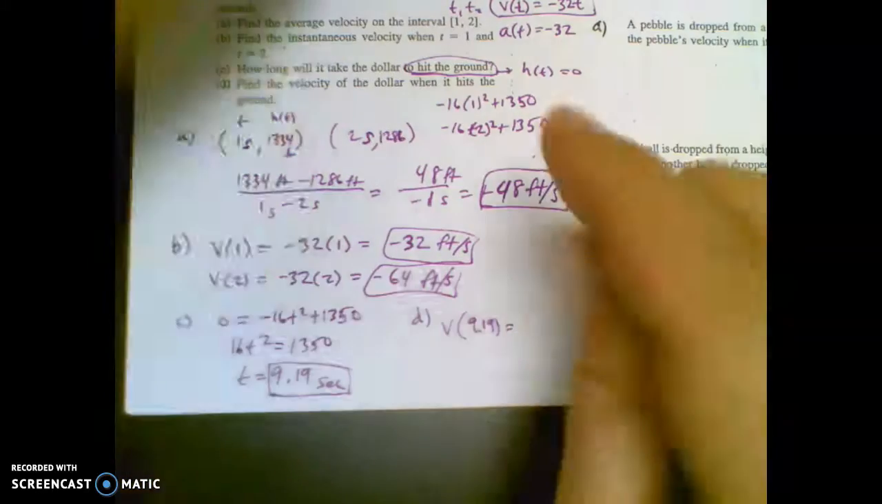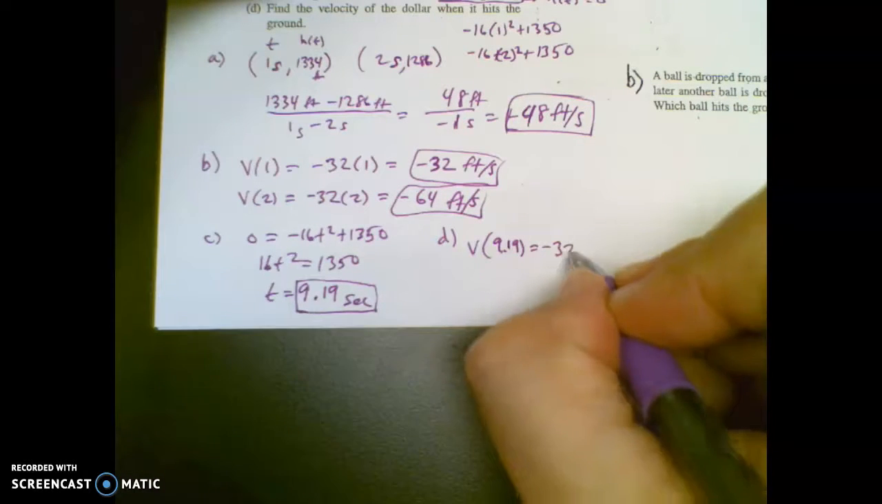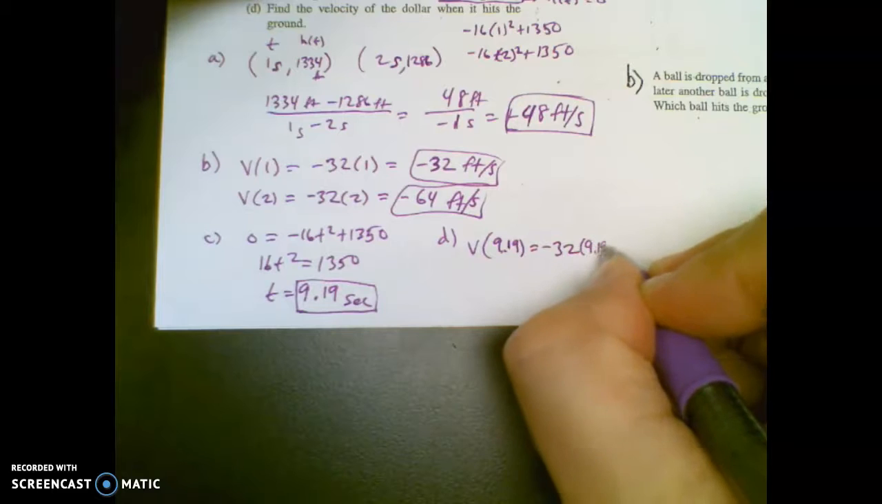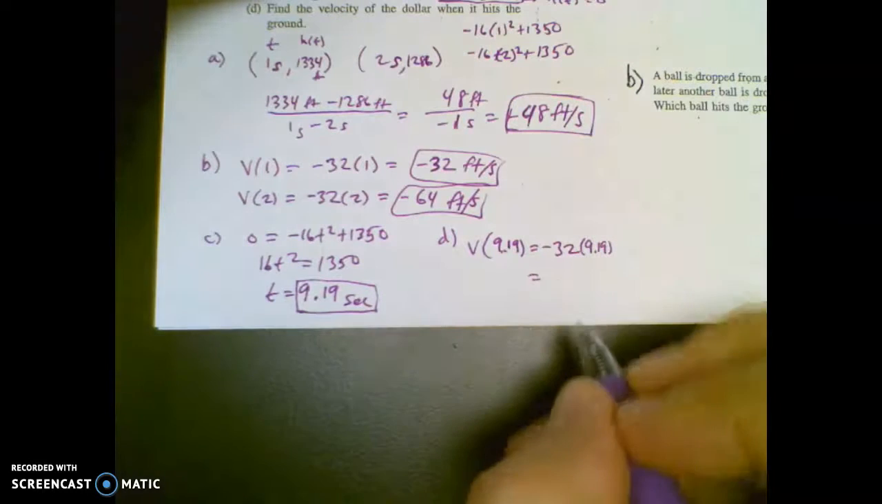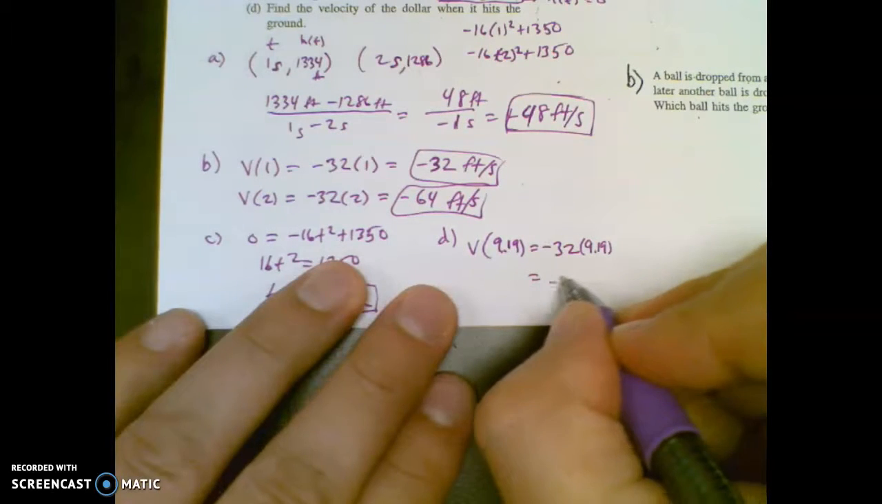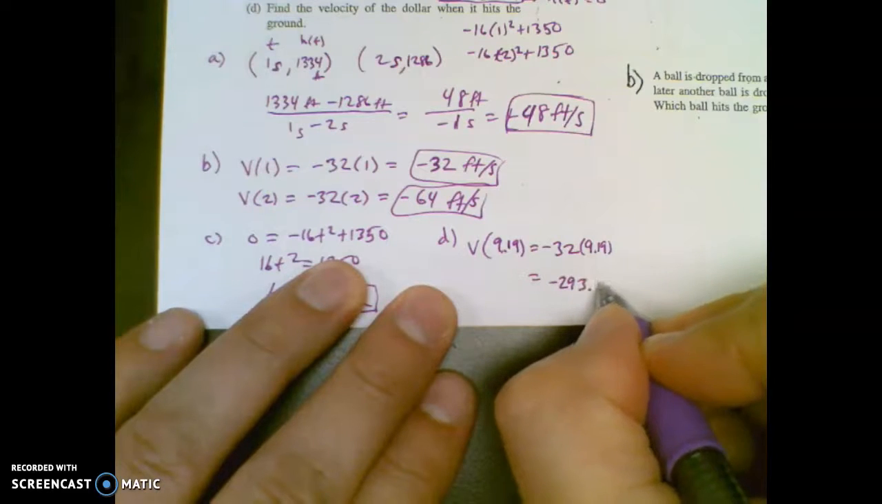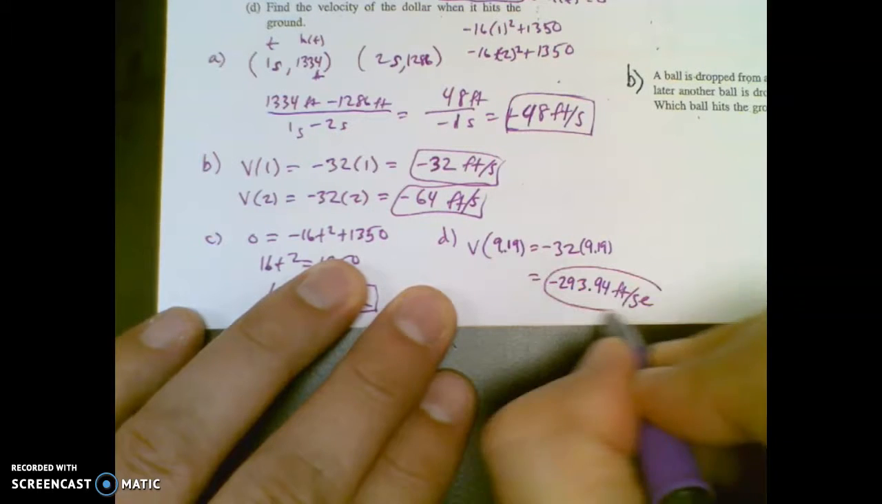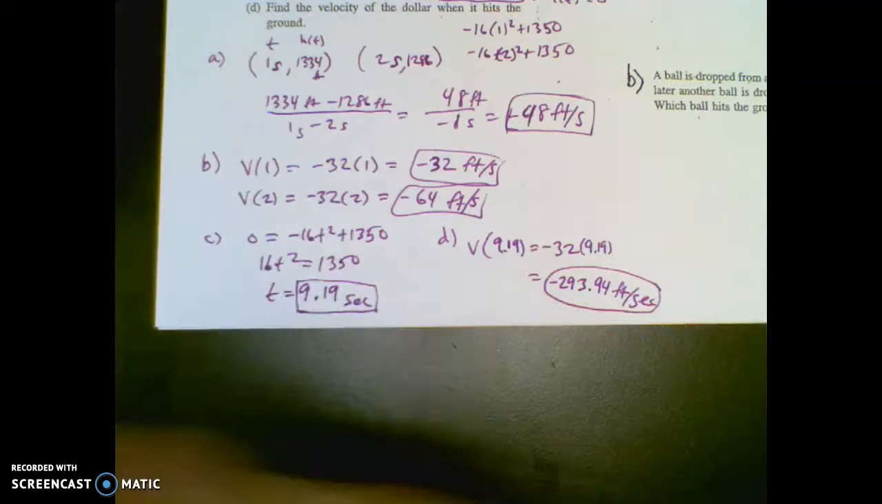So you're plugging into this equation again. So you can see you have to get pretty good at figuring out what equation you're on and not messing it up. So if I plug that in, you get negative 293.94 feet per second. That is cooking. I don't want to be hit by that.